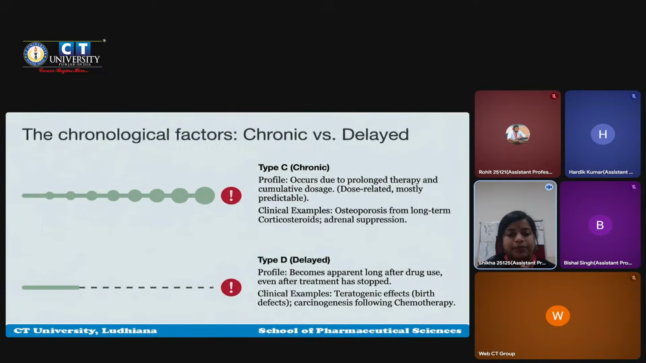Next is type D, that is delayed. It becomes apparent long after drug use, even after treatment has stopped. Means it can occur when the treatment is stopped, and delayed means the effect will be shown after a long period of time when the drugs have been stopped.